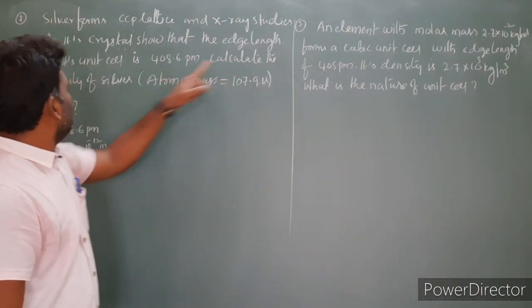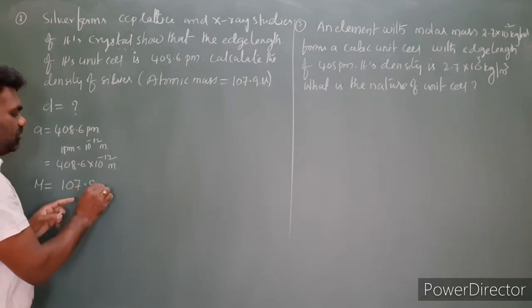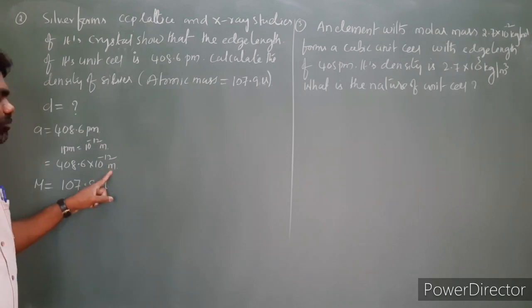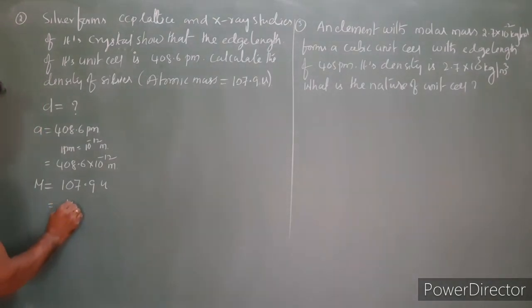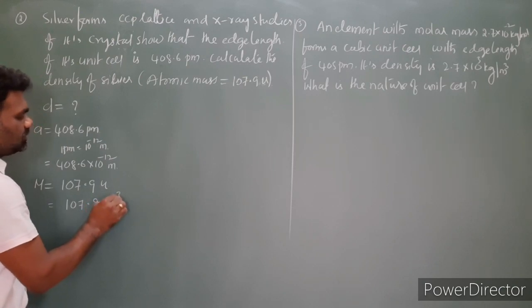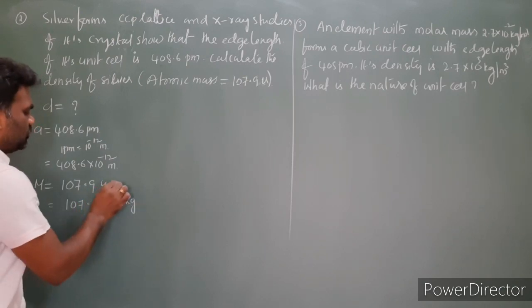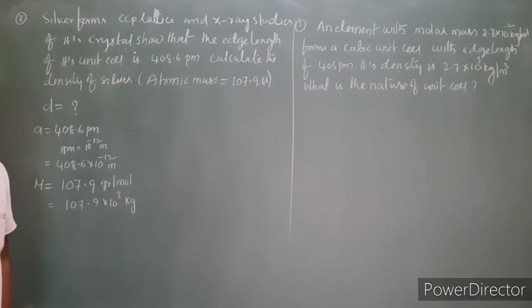Next, calculate the density, so we put a question mark for density, and atomic mass is given in the bracket. This is nothing but M. So M is given as 107.9 u, the atomic mass in the form of unified mass. This is in terms of meters, so the unified mass you can convert into kgs. Actually, this unified mass is nothing but gram per mole.